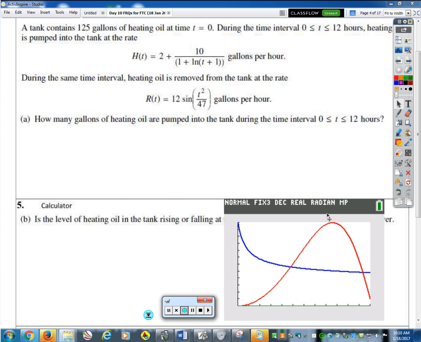Make sure you read very carefully. They're only talking about the oil that gets pumped in. So part A, you're not really concerned at all about the oil that gets pumped out. Okay, you're using what's called the fundamental theorem of calculus.